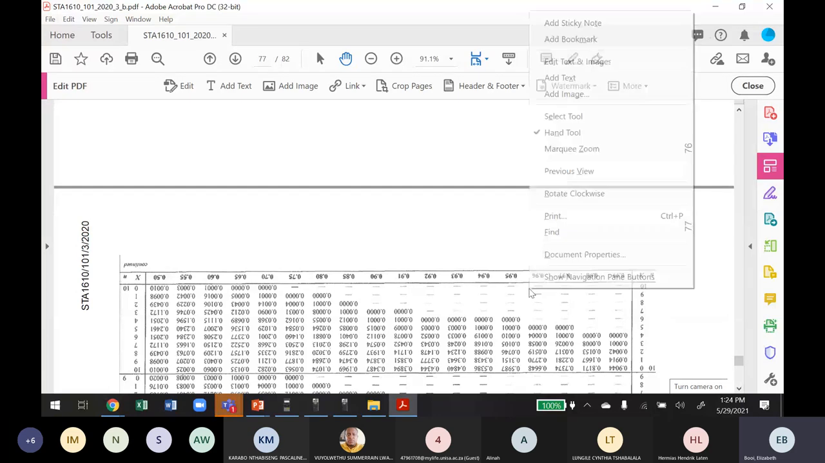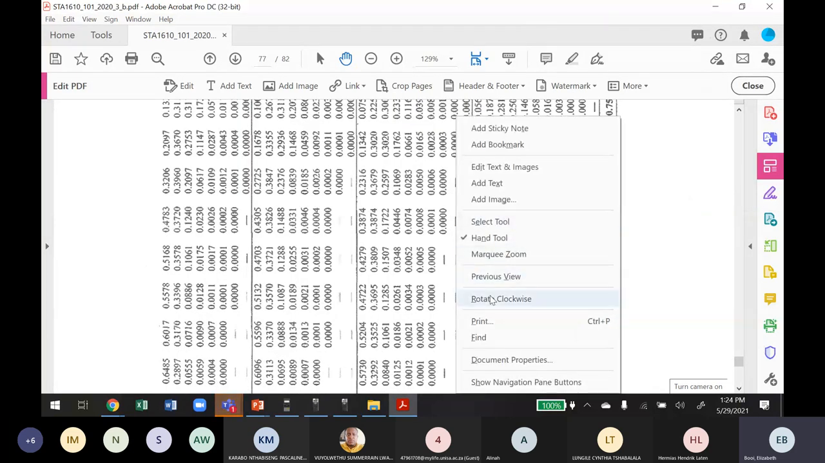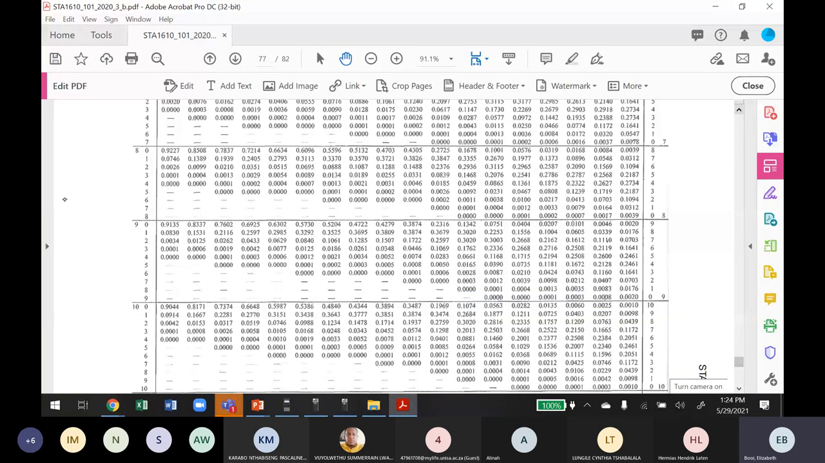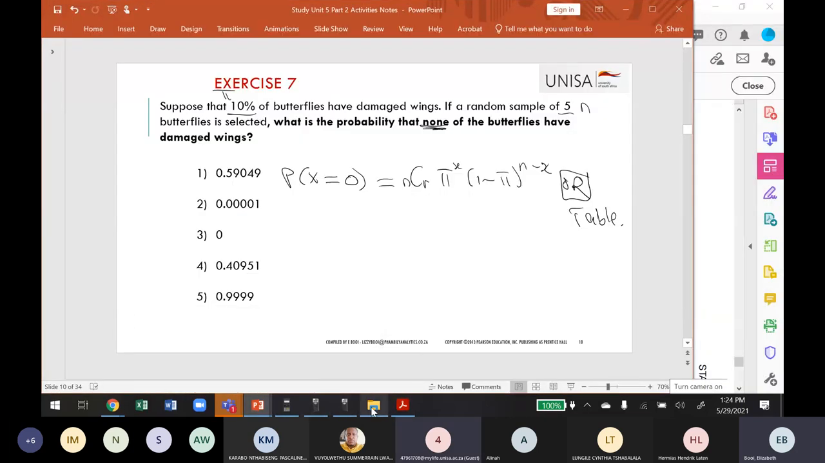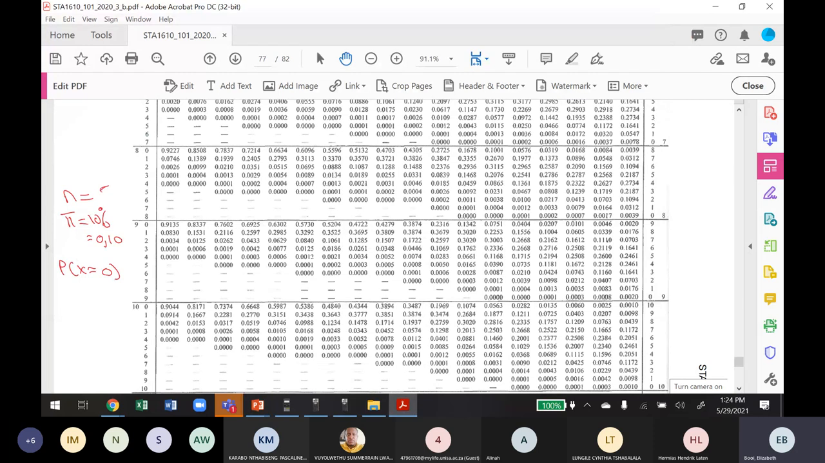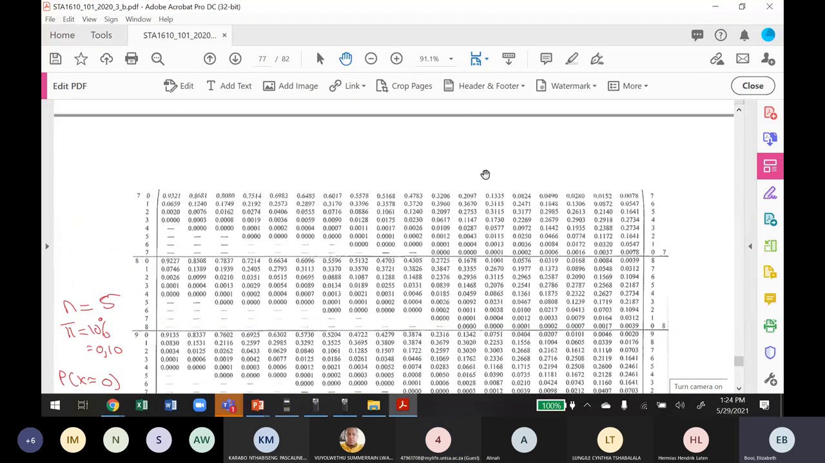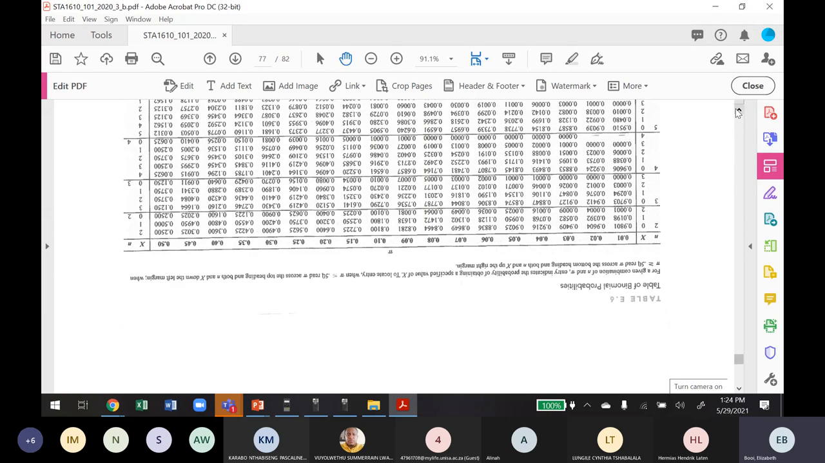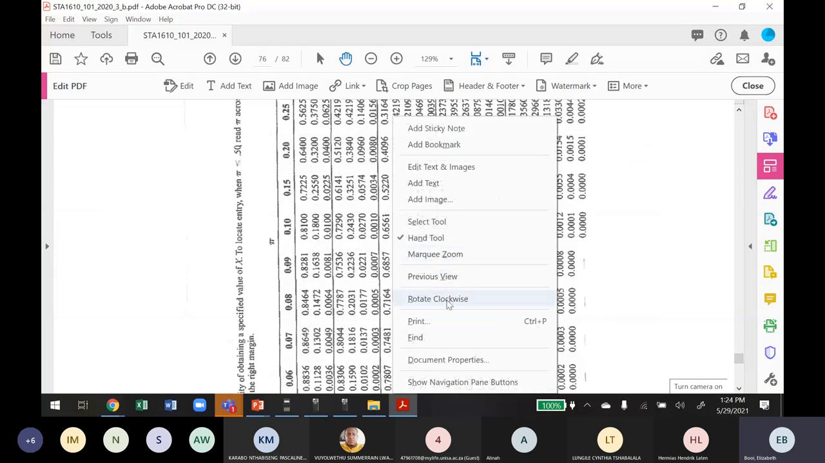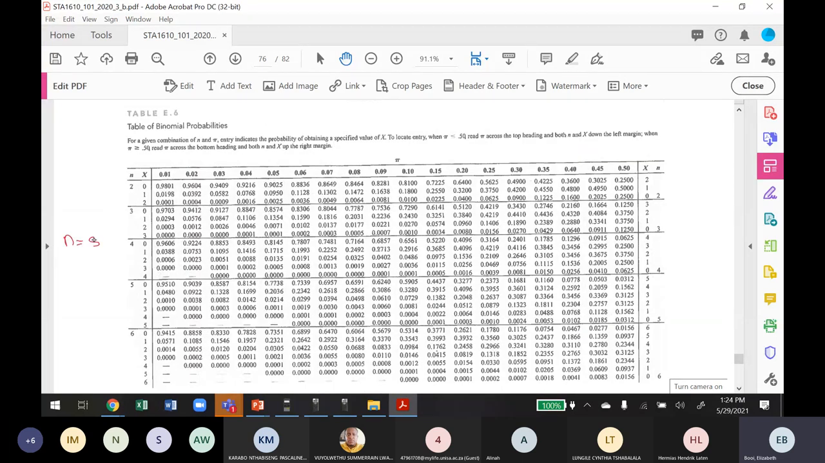We use the table. I need to go to the second one, rotate. We're looking for n, pi of 10%, which is 0.10, and the probability that x is equal to zero. What is our n? Our n is 5. So if our n is 5, then we need to go back to the first one. Sorry, we didn't have to come here. My bad. So our n is 10. N is 5. Pi is 0.10. You need the probability that x is equal to 0.